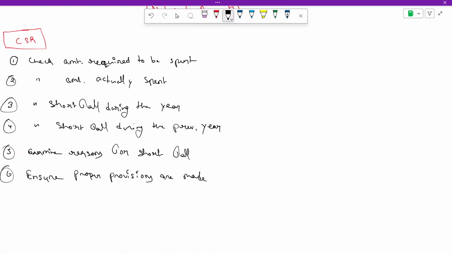Okay. So for CSR, check amount required to be spent, check amount actually spent, shortfall during the year, shortfall during the previous year, examine reasons for shortfall, and ensure proper provisions are made.